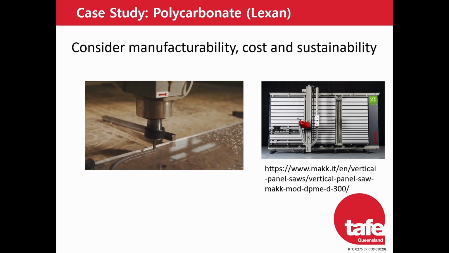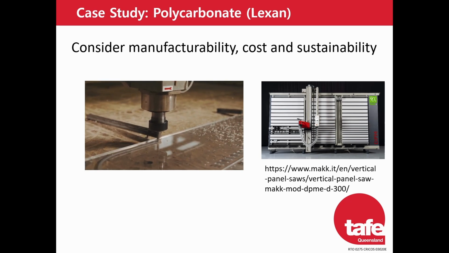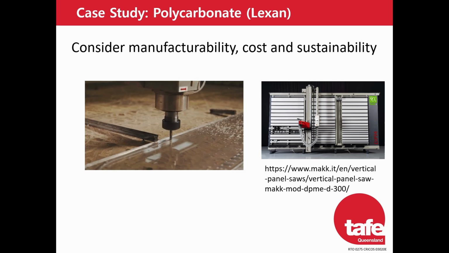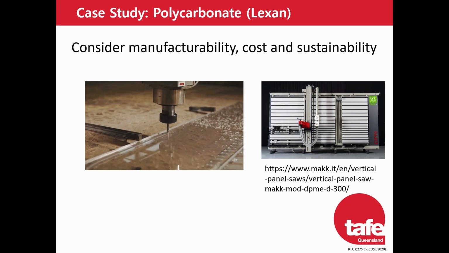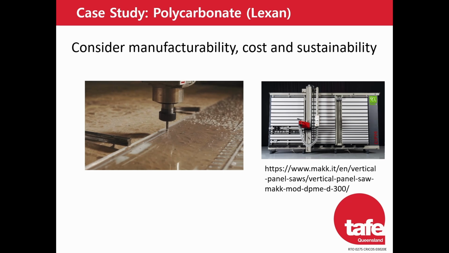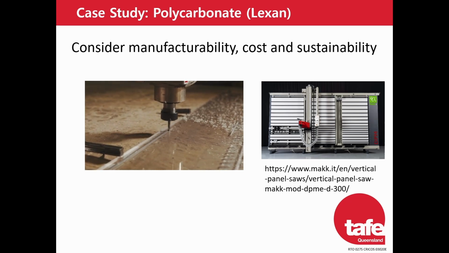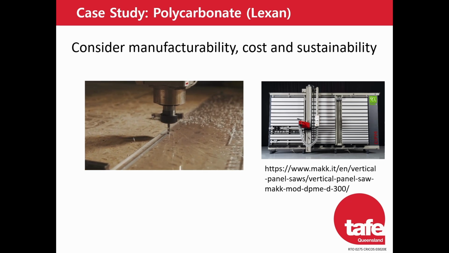We'll now consider manufacturability, cost, and sustainability. So starting with manufacturability, polycarbonate is easily machined or thermoformed. Polycarbonate sheets can be cut, drilled, bent, or formed without cracking, making them ideal for custom-fit protective windows. It can be fabricated rapidly, supporting efficient manufacturing workflows. Next, we'll look at cost.